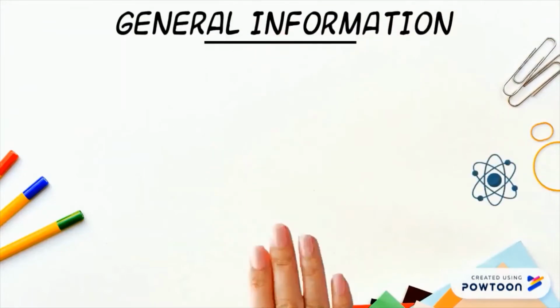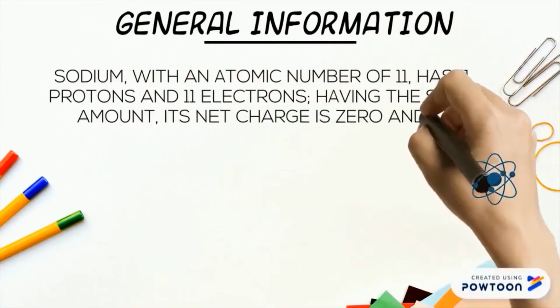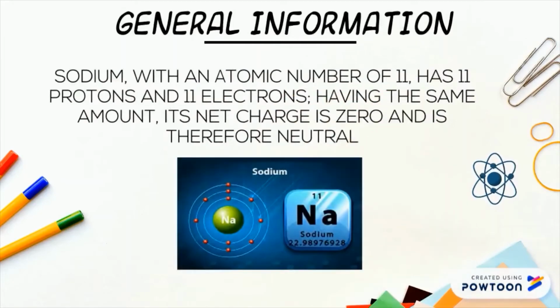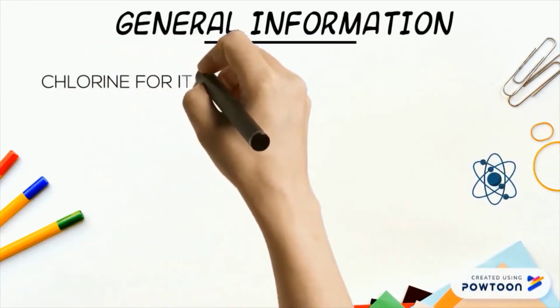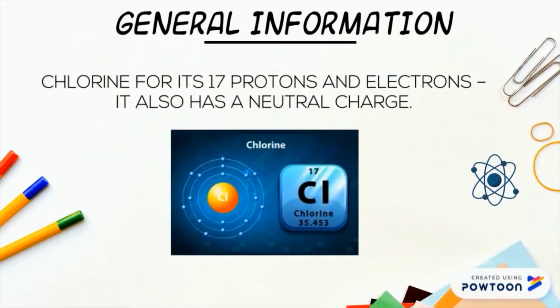So here we have sodium with an atomic number 11, which has 11 protons and 11 electrons. Having the same amount, its net charge is 0 and it is therefore neutral. Now, the same is true for chlorine, Cl. With its 17 protons and electrons, it also has a neutral charge.